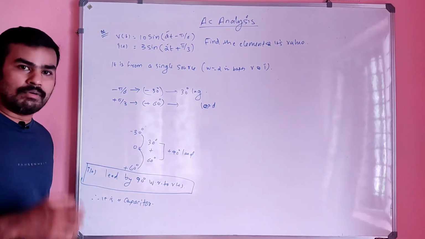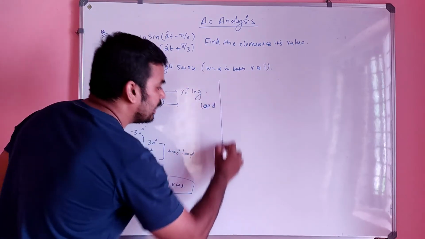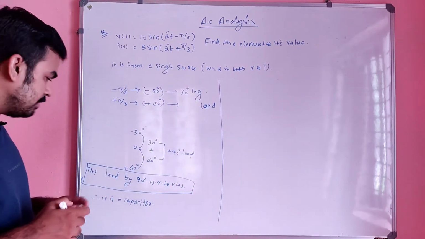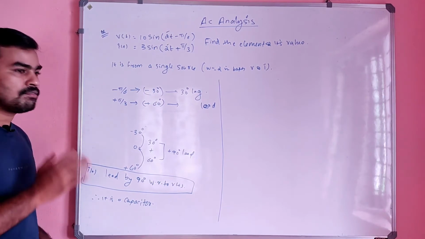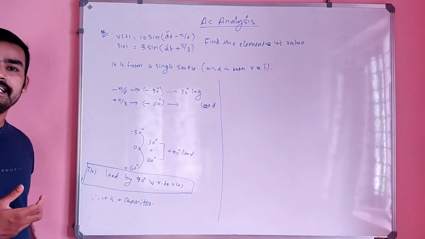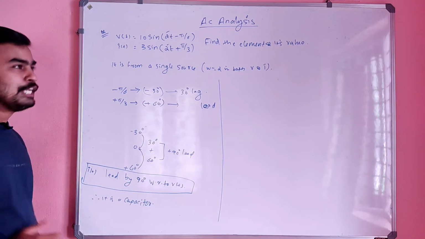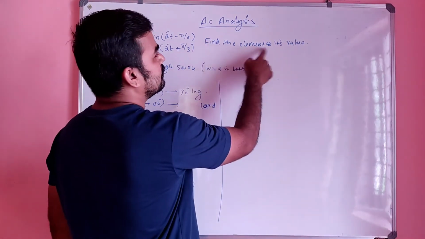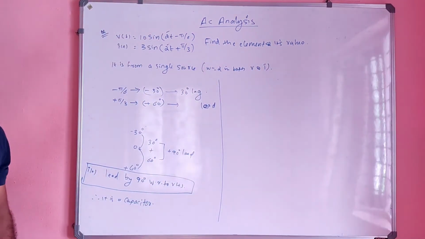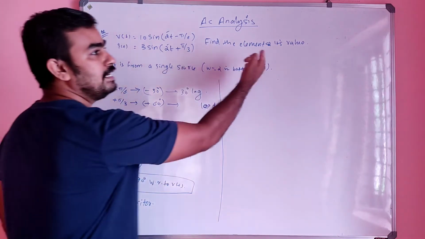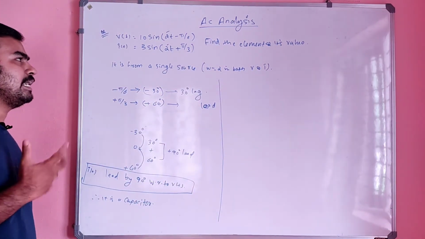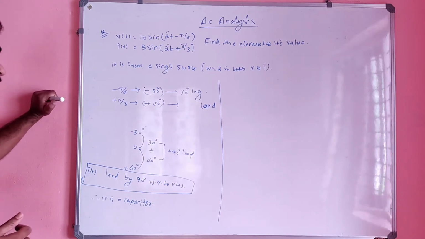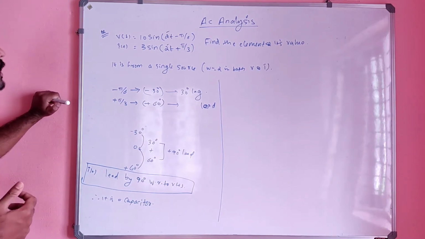Because in a capacitor only, what happens? Current leads the voltage by an angle of 90 degrees. So that is a capacitor. We found the element, right? It is a capacitor, and we have to find its value also. So what can I do for finding the value?